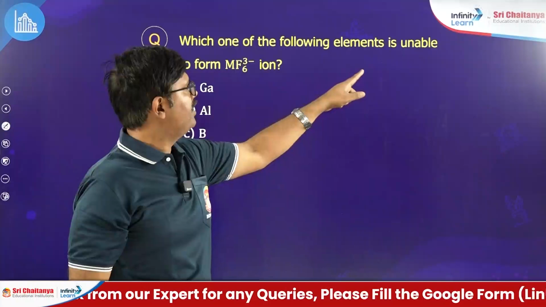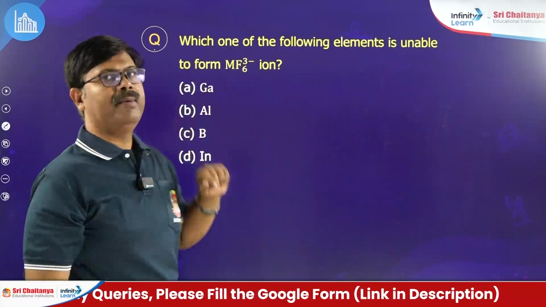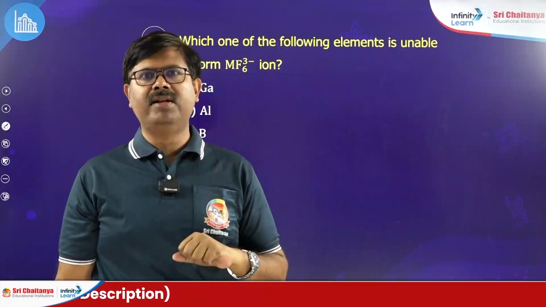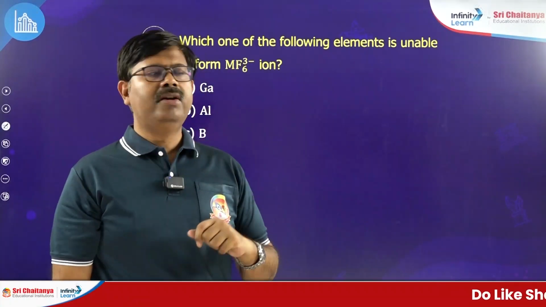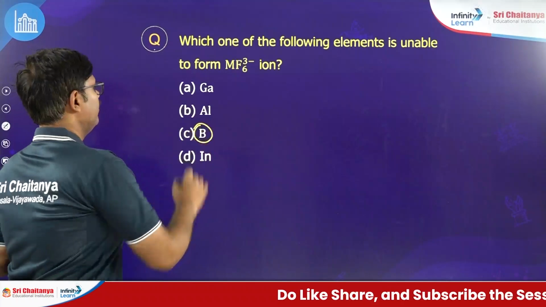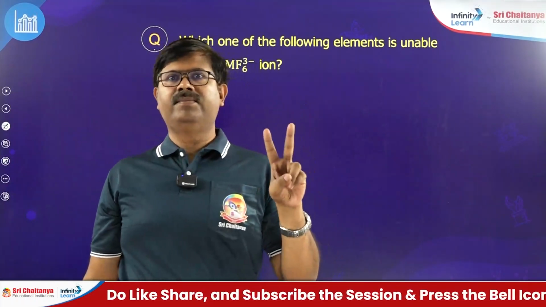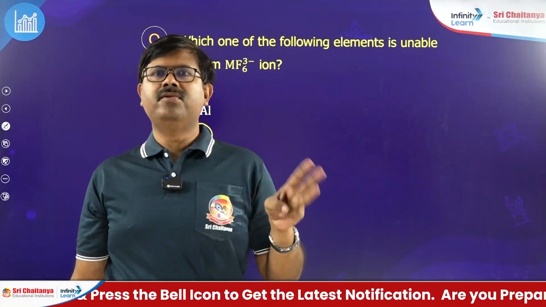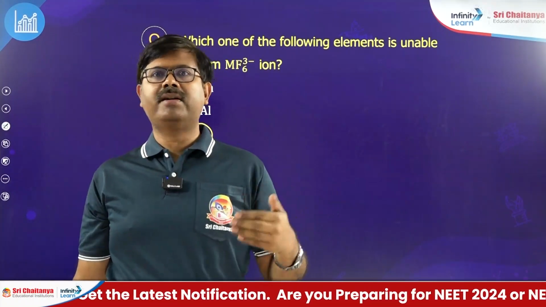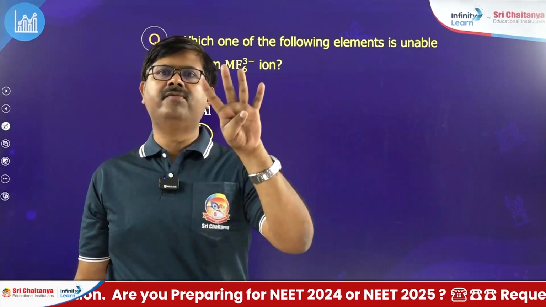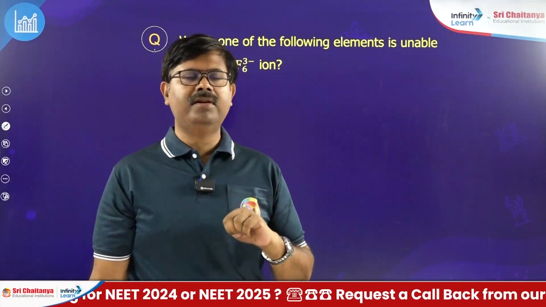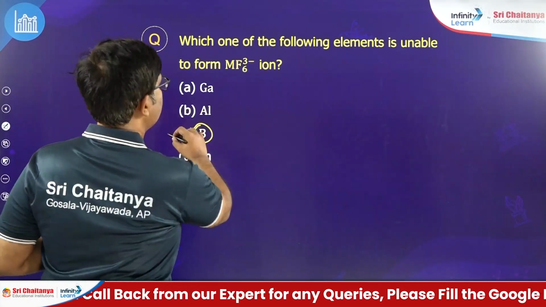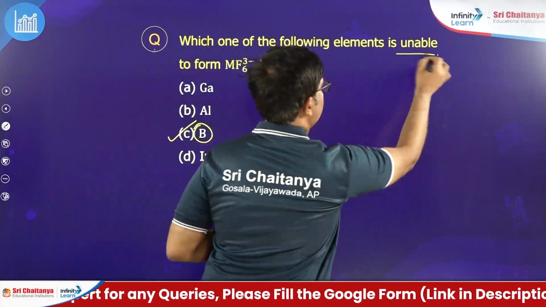Which one of the following elements is unable to form MF6 3-? That means octahedral. Around M there are 6 bonds with fluorine. They are asking which is difficult to form. Now if you look at boron, the valence shell is the second shell. So it has only 2s and 2p subshells. There is no 2d. Since there is no 2d, it cannot exceed the octet configuration, or it cannot exceed more than 4 covalent bonds. So therefore 6 covalent bonds around boron is not possible. Hence C is the right option, because they are asking unable to form.